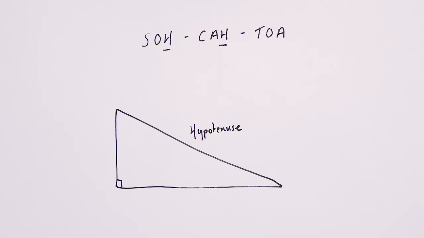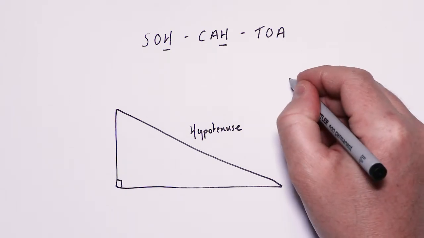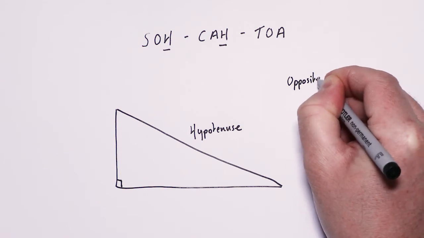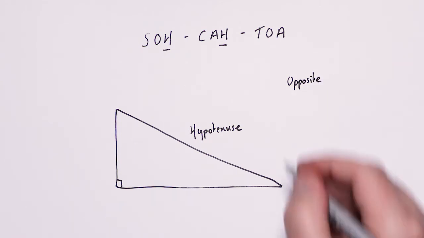But what are the other two sides of the triangle called? Well, on a triangle, the other two sides are called the opposite and the adjacent.